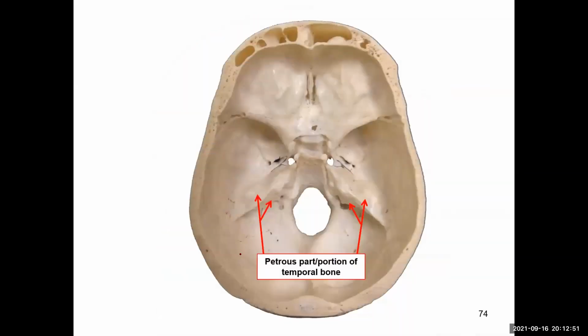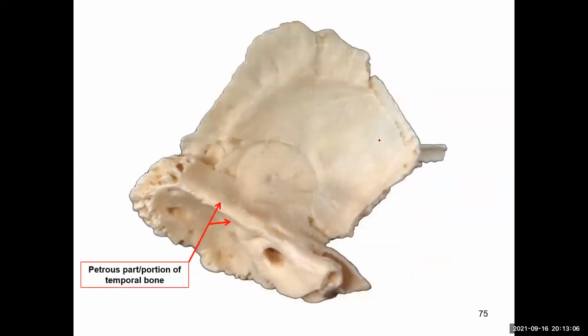Okay, now we're on the inside of the skull. And so you can see the petrous part of the temporal bone, petrous portion, right there. Here you can see it on the temporal bone all by itself. You don't have to know it for this class, but in case you're wondering, you see this little hole here? That's the internal acoustic meatus. You have an external, well, there's the internal.